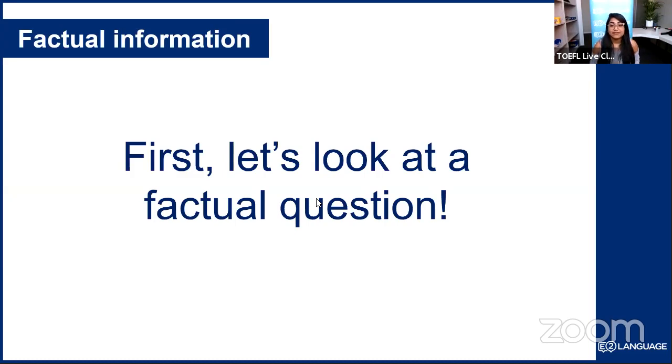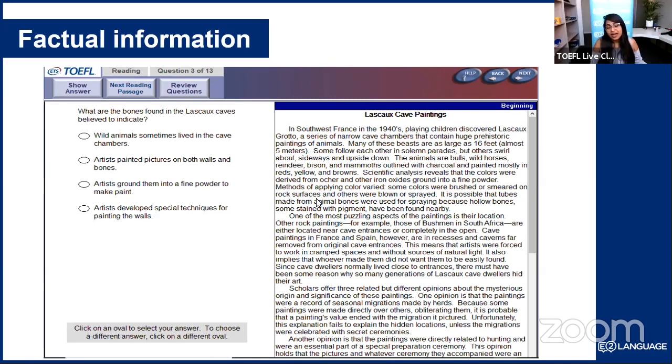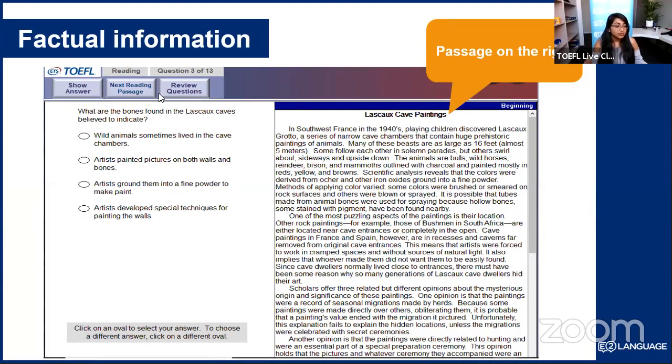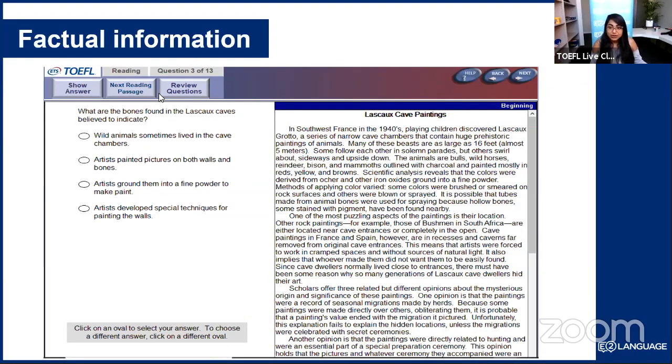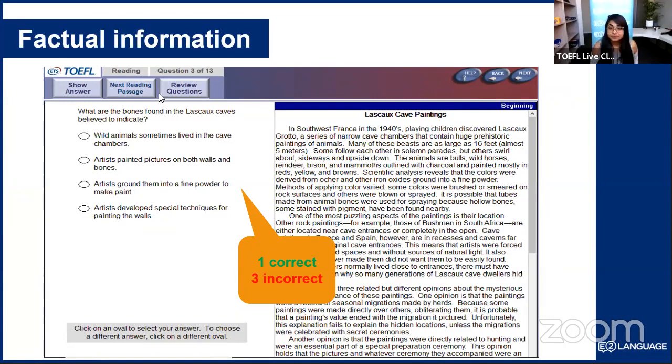First, let's look at the factual information question. So this is pretty standard. And I think this is one of the easier TOEFL reading questions, so hopefully we won't struggle with this one. Very similar to every other TOEFL reading question, you'll have the passage on the right, you'll have the question on the left, and the answer options, as always, 3 are incorrect and 1 is correct.